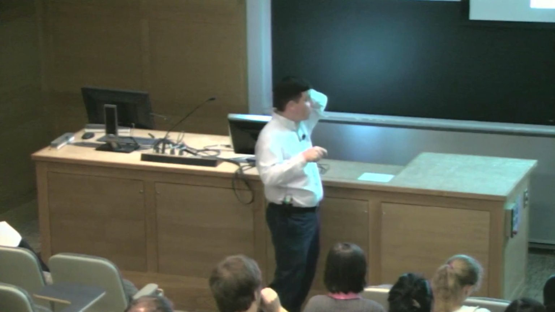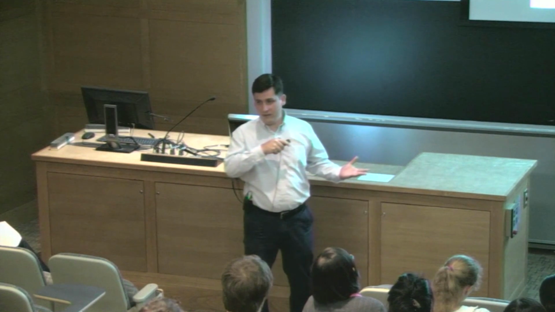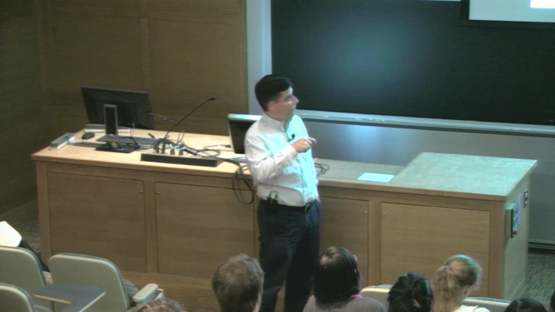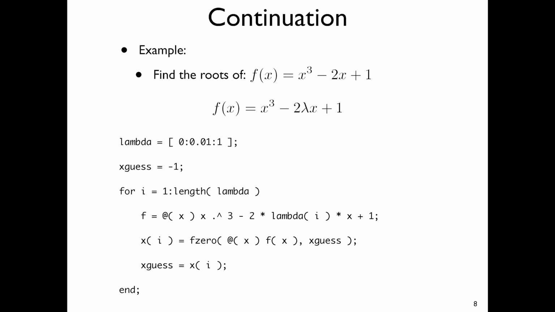Here's what a code that does that would look like. Right? I define my lambdas. We don't know good ways to define the lambda, right? I've got to figure that out for myself. But here, lambda is a vector that goes from 0 to 1 in 1/100 increments. Maybe that's too fine, but that's okay. And my initial guess for the solution when lambda equals 0 will be -1. And I loop over all the values of lambda. And I use fzero, right, which is the one-dimensional nonlinear equation solver in MATLAB, to find the roots of this polynomial function, right? x cubed minus 2 lambda x plus 1.